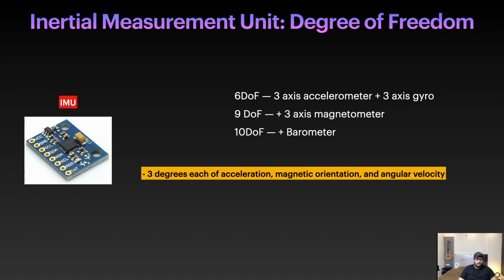We all know that Earth has a magnetic field of its own, and with the help of a compass, we can find where north is. That is the same function the magnetometer does. It tells you where north is, and it will tell you the magnetic orientation of your drone.